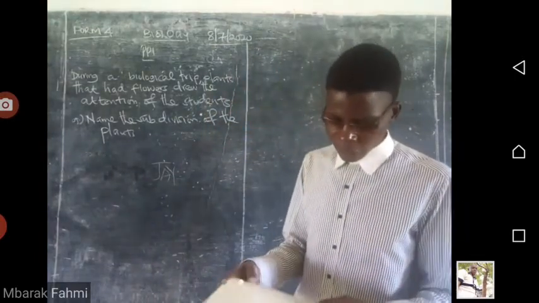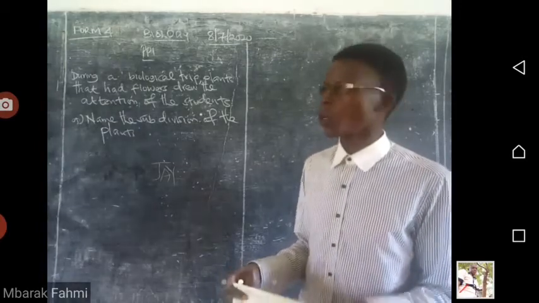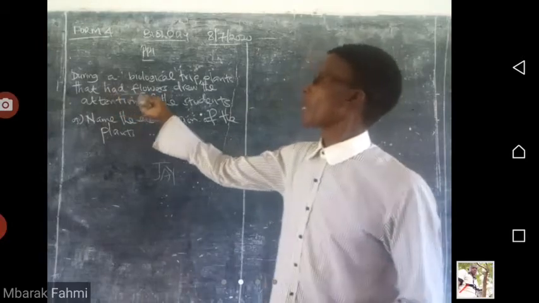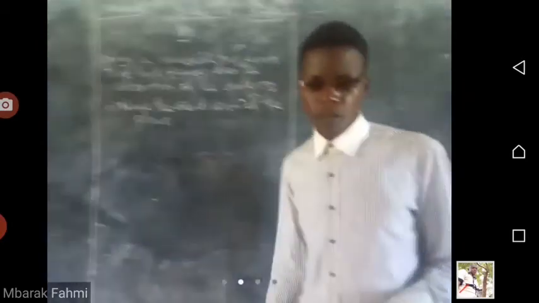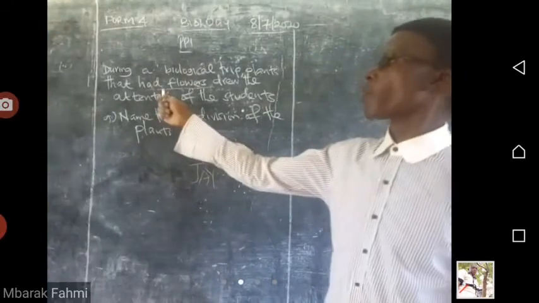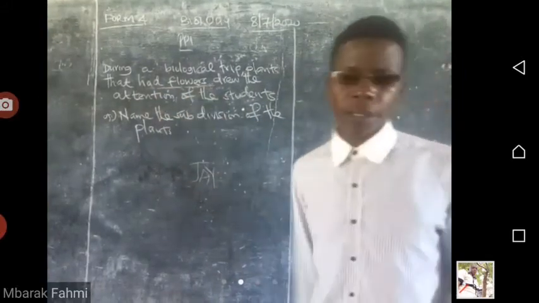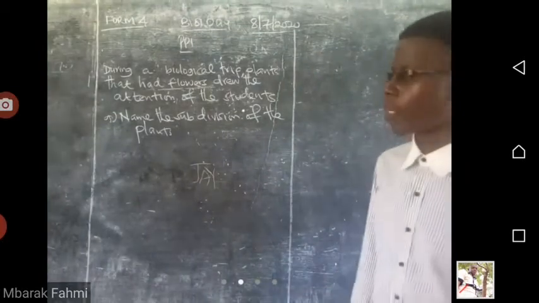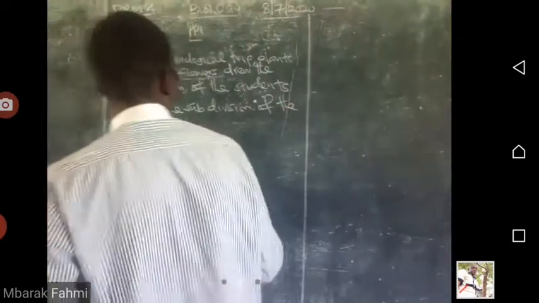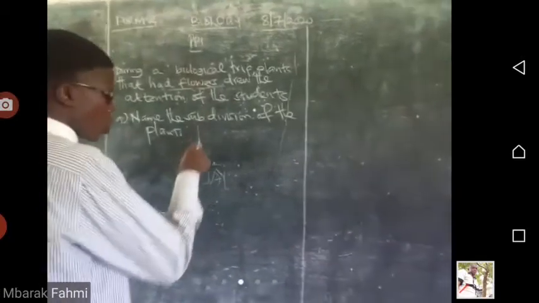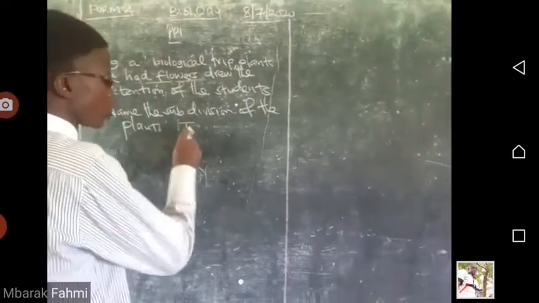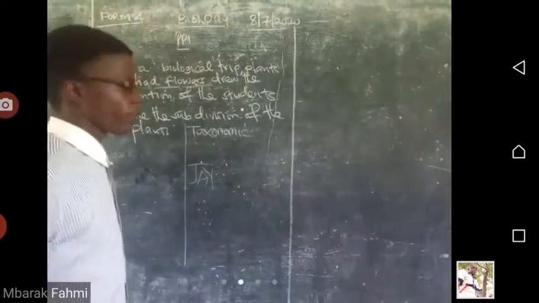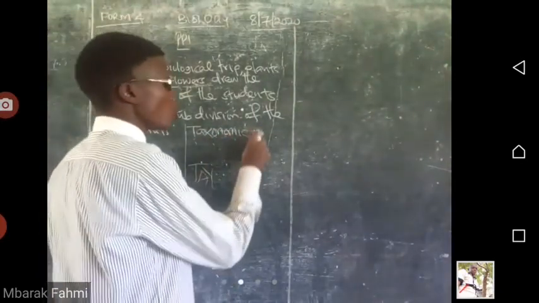So the examiner is asking you to name the subdivision of this particular plant. The keyword there: the plants, they have flowers. If you have been told the plants have flowers, what comes to your mind as far as the subdivisions is concerned? Here a student will embark on what we call the taxonomic units, or the classification units.